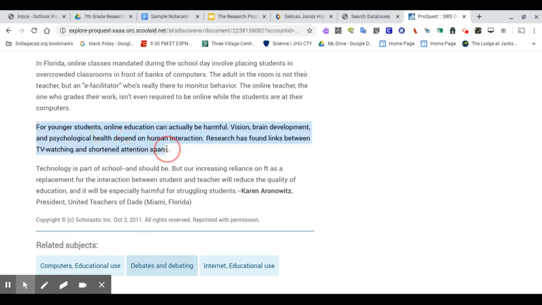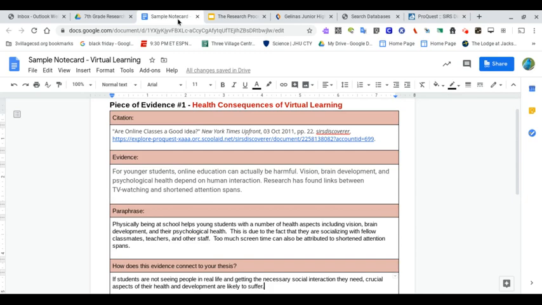So for younger students, online education can actually be harmful. Vision, brain development, and psychological health depend on human interaction. Research has found links between TV watching and shortened attention spans. So I want to use that evidence. So I'm going to show you how we can start to gather it and put it into our own words.